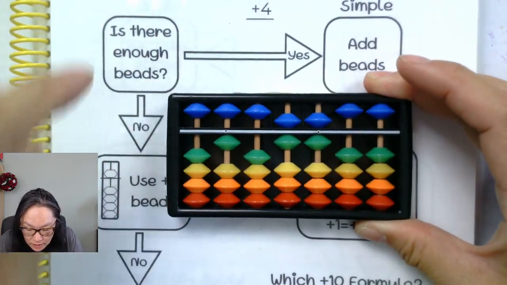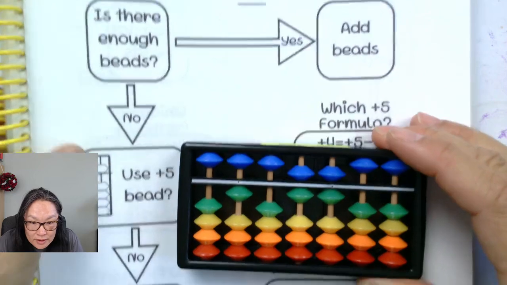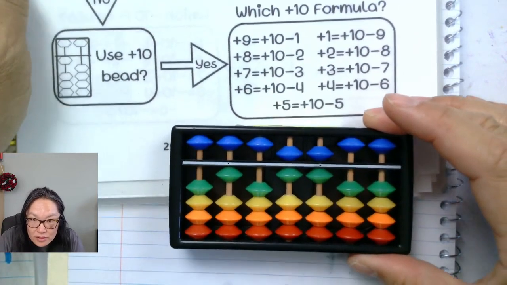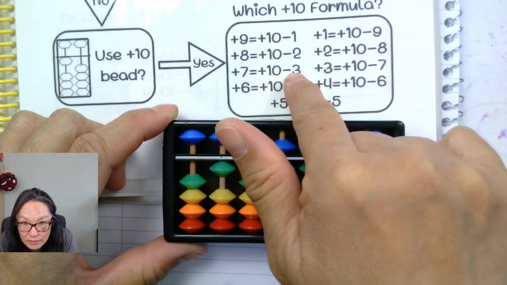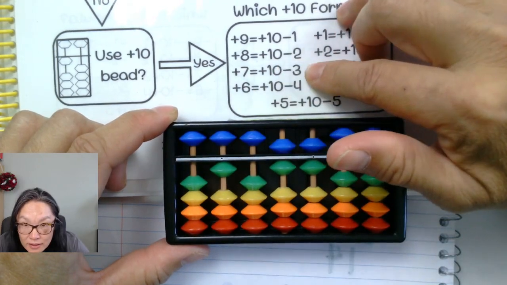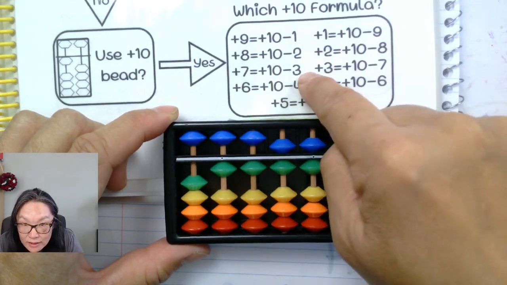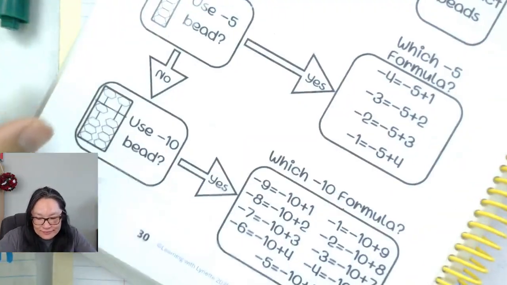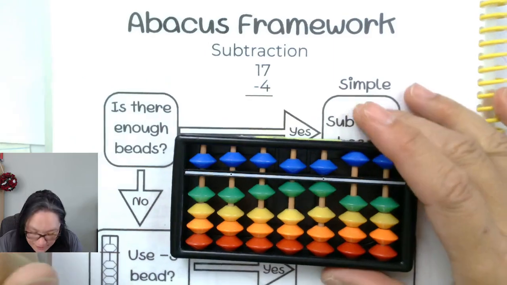My next number is 7. Start it over. Is there enough to add the 7? No. You can't do 7 here, right? There's no 7. So 7 is equal to plus the 10 minus the 3. We're going to add the 10. Can you minus the 3?